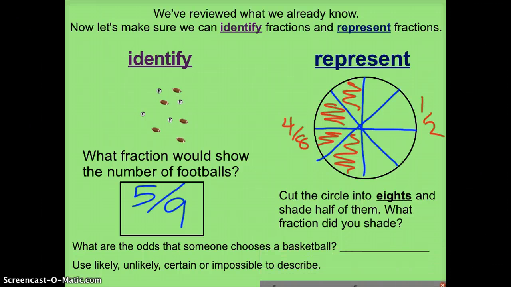And one more to look at. What are the odds that someone chooses a basketball? So here I have 5 footballs, 4 soccer balls. I don't see any basketballs, so I'm going to say they have a 0 out of 9 chance of choosing a basketball. And the odds that they choose a basketball, well, that's going to be impossible because there are none to choose from.